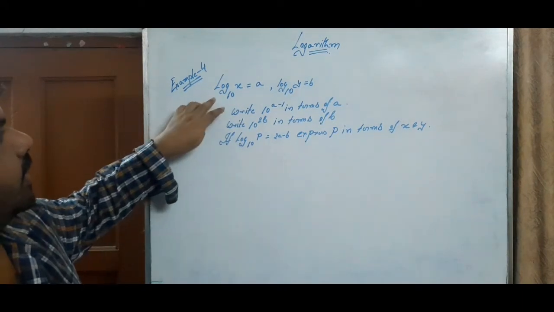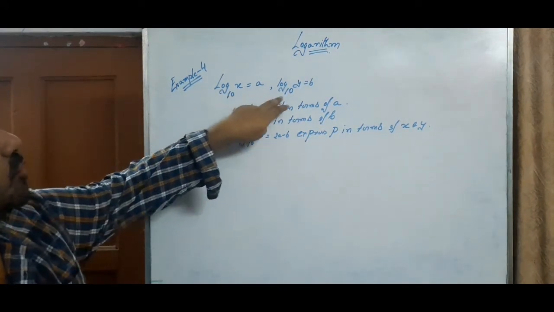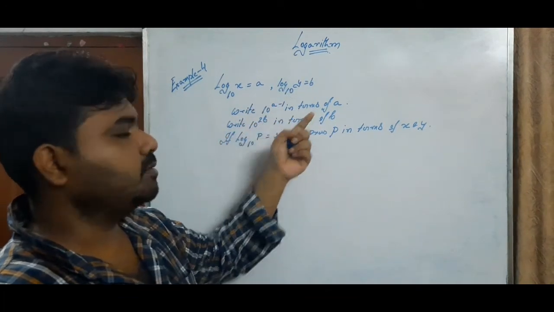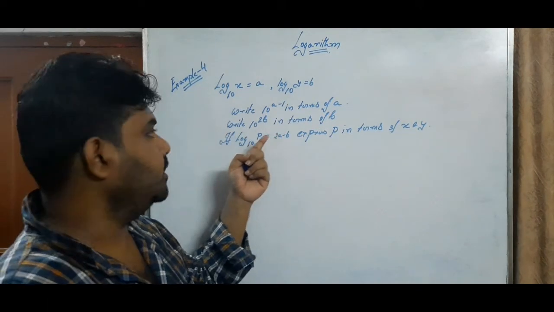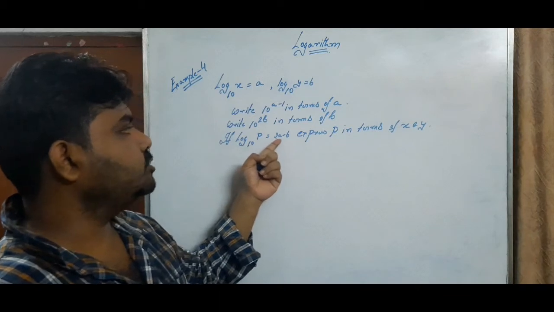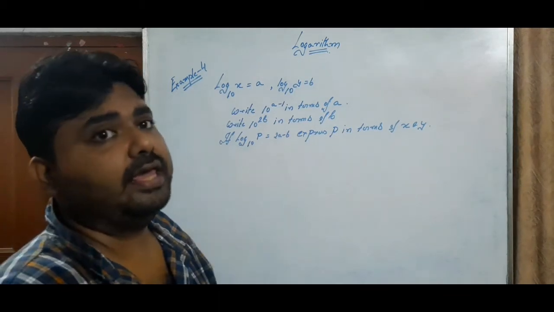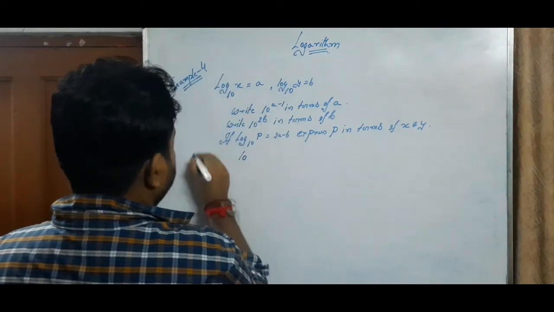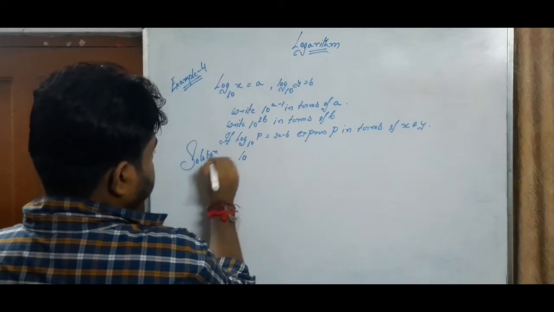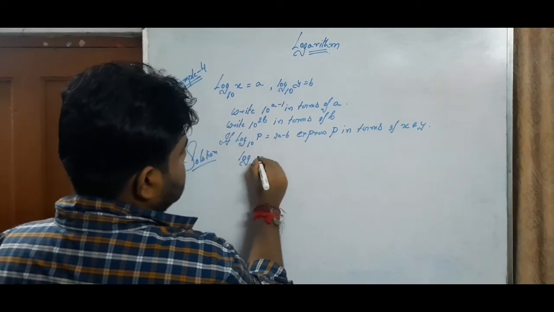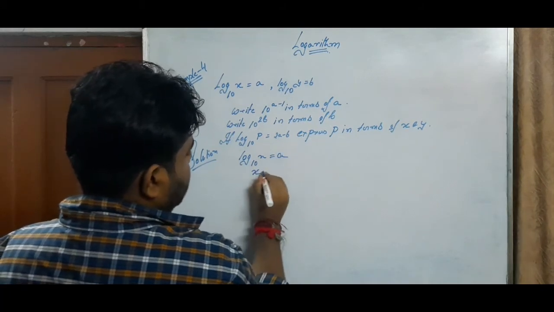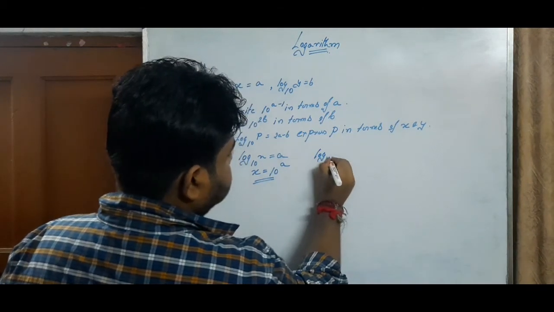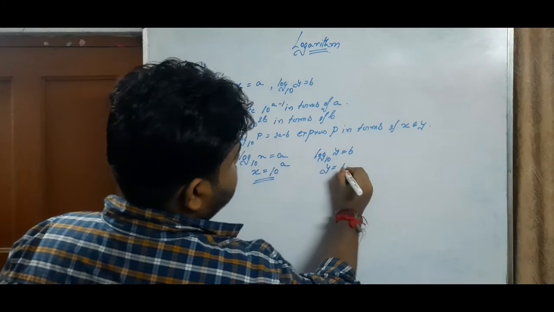See example 4. Log x base 10 equals a and log y base 10 equals b. Write 10 to the power a minus 1 in terms of a and write 10 to the power 2b in terms of b. And next, if log p equals 2a minus b, express p in terms of x and y. Now the solution. Log x base 10 equals a. Therefore, x equals 10 to the power a, in exponential form. Similarly, y equals 10 to the power b.